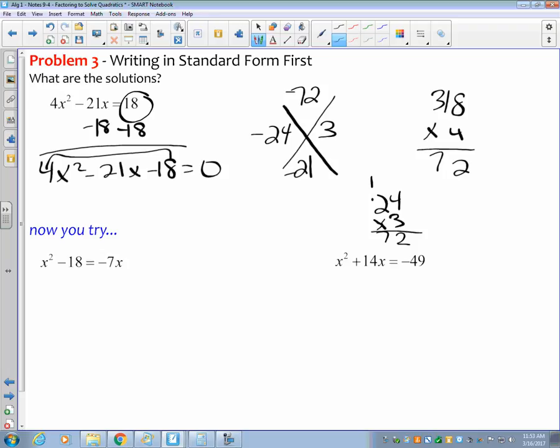Okay, dang straight. So now you've got to divide by 4. We're going to have to divide by 4, right? Because our coefficient is 4. Negative 24 divided by 4 is negative 6.